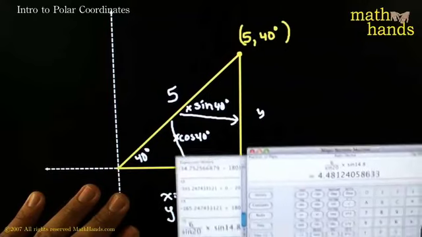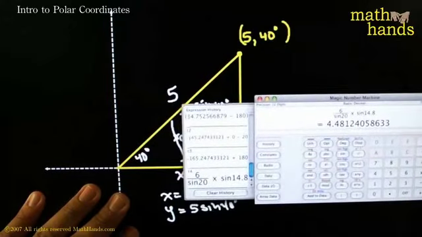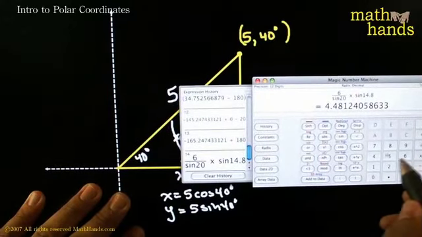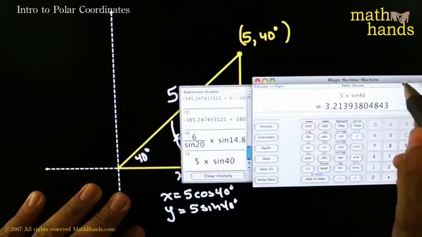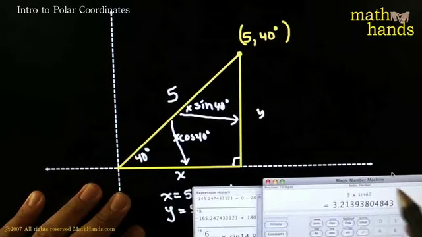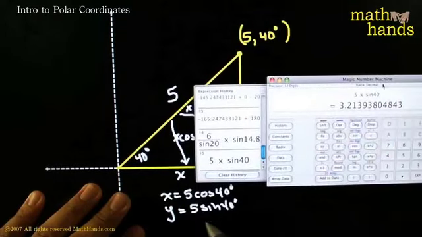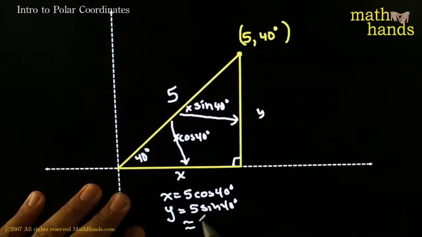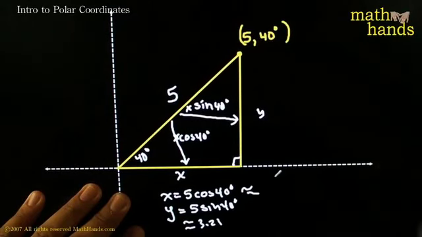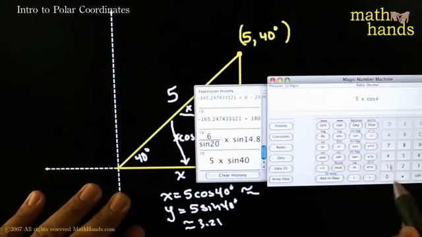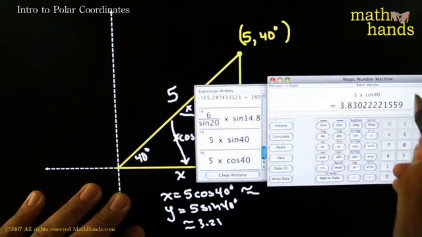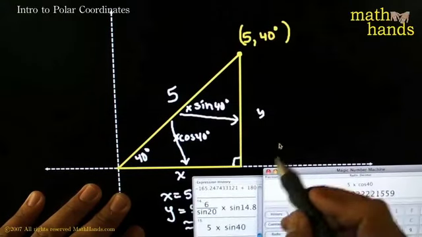So there it is. This is exactly how you translate it. In fact, if you get a little magic number machine, clear everything. You go 5 times sine of 40 degrees, which is approximately 3.21. So y is approximately 3.21. Now we clear everything and go 5 times cosine of 40 degrees. What is that equal to? About 3.83.